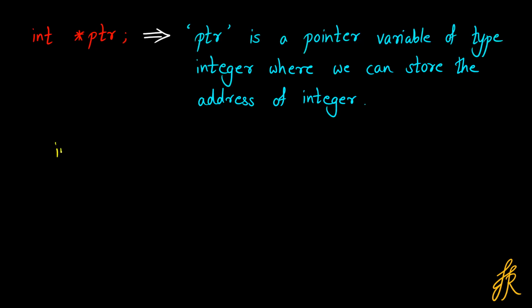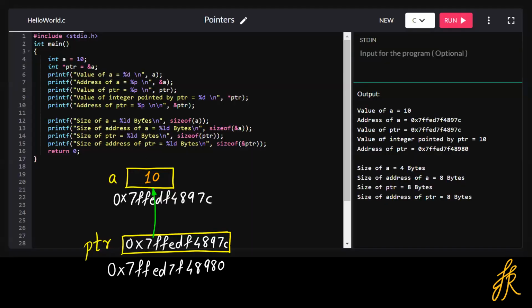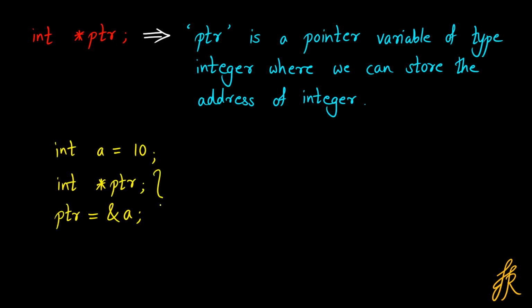So int a equal to 10, int star ptr equal to and a. The same thing which we did earlier. This int star ptr equal to and a, I just split it into two statements. Fine. Now how can we represent it actually? So we can represent it this way. Just have a look at it.